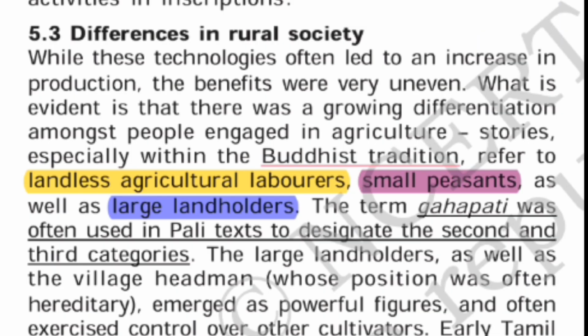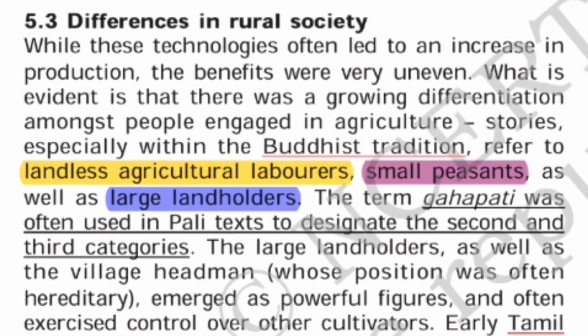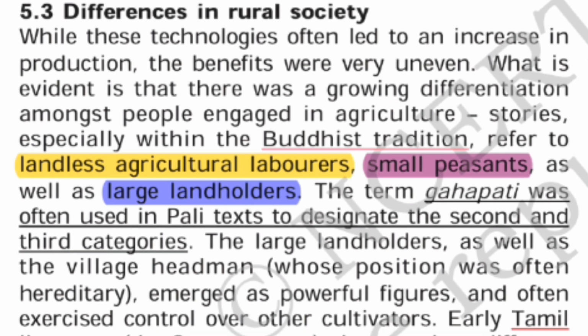In our last video, we discussed how people adopted new agricultural technologies for increased production. But the benefits from this increased production were very unequally distributed. That unequal distribution of benefit creates social differentiation within society. Because of this increased agricultural production, the people engaged in agriculture became divided into several groups.